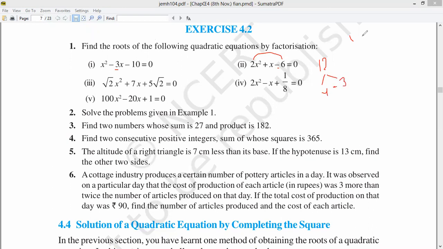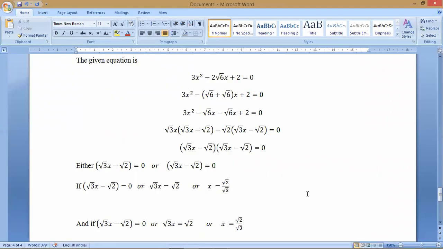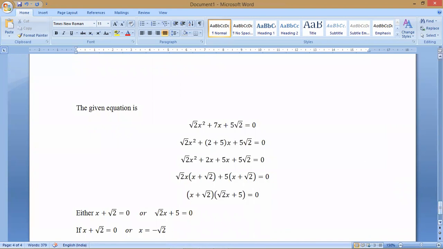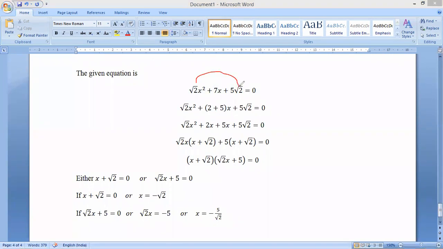Now the third one, so this is under root 2x square plus 7x plus 5 under root 2 is equal to 0. So for this, the given equation is under root 2x square plus 7x plus 5 under root 2 is equal to 0. So when we multiply this under root 2 by 5 under root 2, the value becomes 10. So हमें इस 10 के ऐसे फैक्टर करने हैं जिसको मल्टीप्लाई करने पर तो 10 आ जाए और सम करें तो 7 आए. So we can do as this is 2 or 5. So 2 into 5 is 10 and 2 plus 5 is equal to 7.